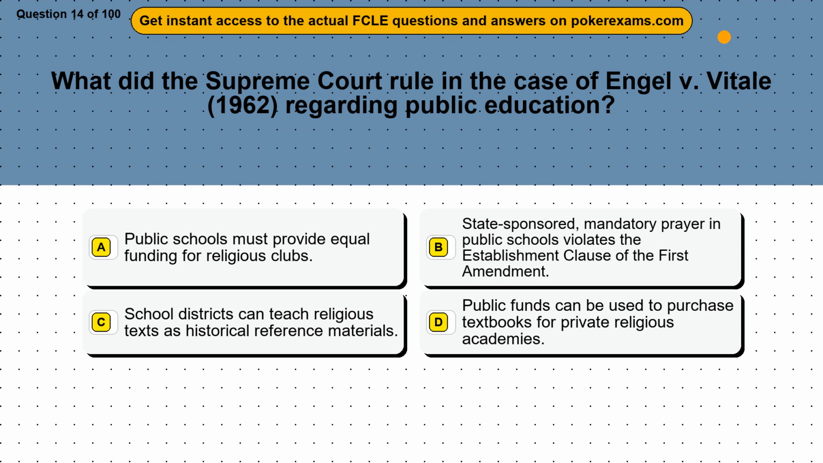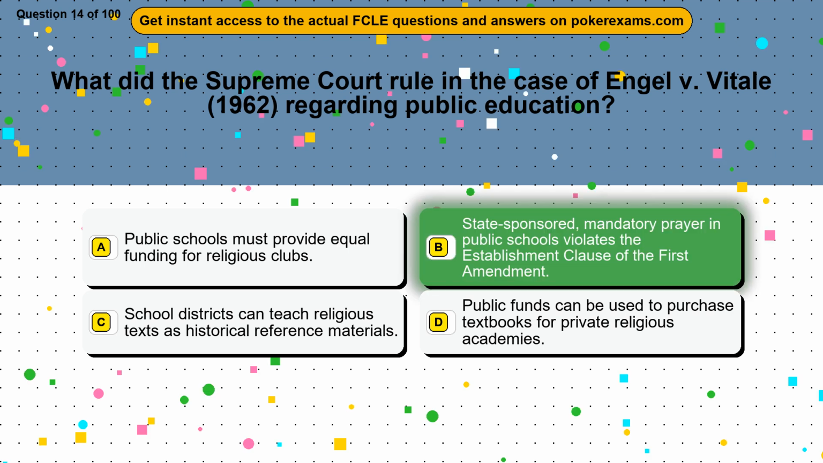Option C, school districts can teach religious texts as historical reference materials. Option D, public funds can be used to purchase textbooks for private religious academies. The correct answer is option B, state-sponsored, mandatory prayer in public schools violates the Establishment Clause of the First Amendment.